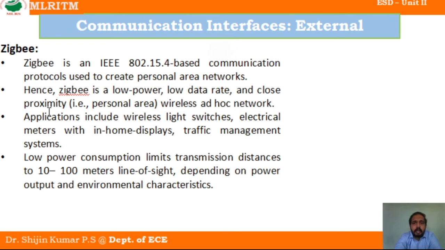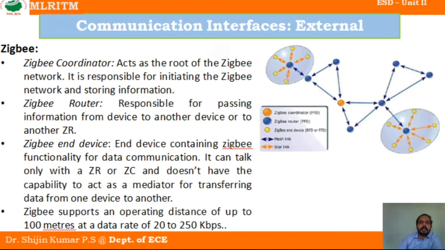Since it has low power consumption, the range will vary from 10 to 100 meters. That is the maximum range of Zigbee, depending on the power that we are giving to the devices. So this is one connection of Zigbee.